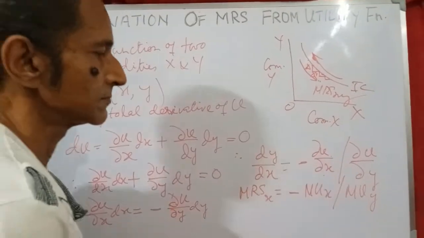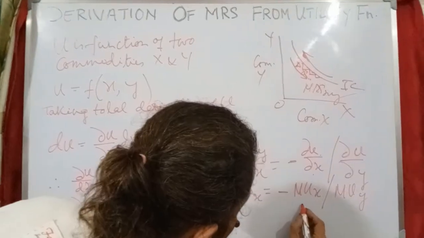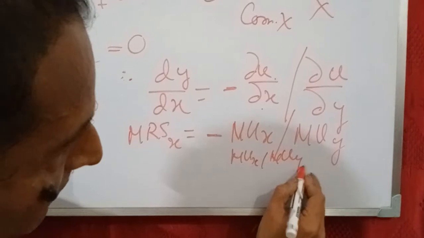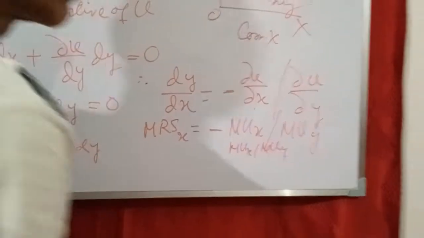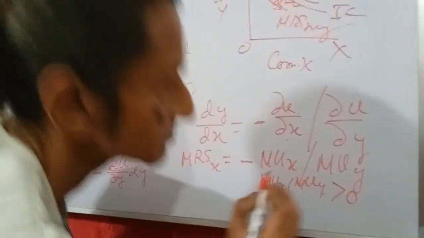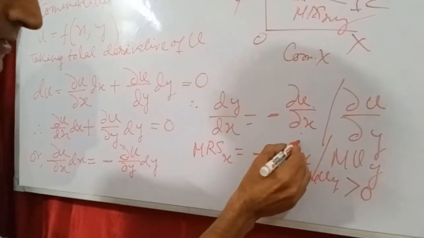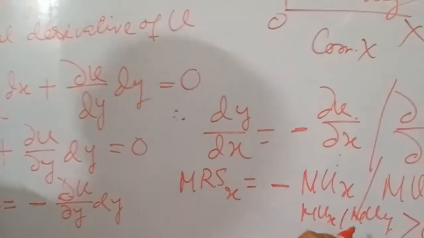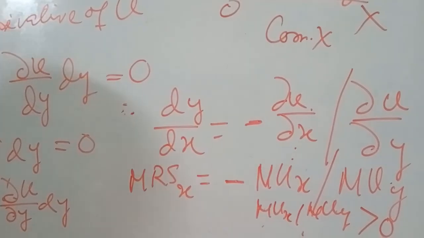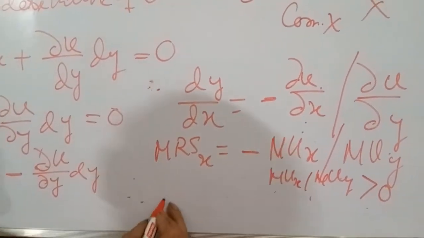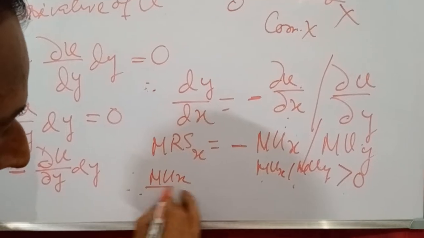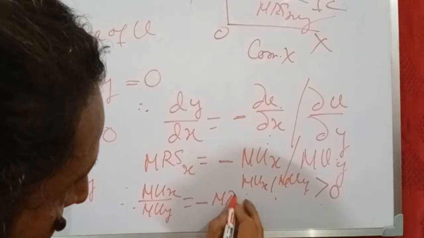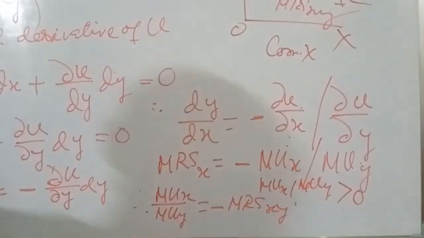Okay. Now MU x by MU y is greater than 0 because MU x is greater than 0 and MU y is greater than 0. Therefore, MU x by MU y will be greater than 0. Hence, MU x by MU y is equal to minus MRS XY.